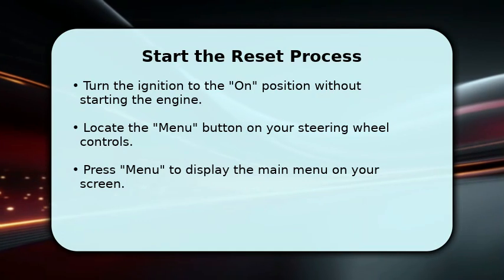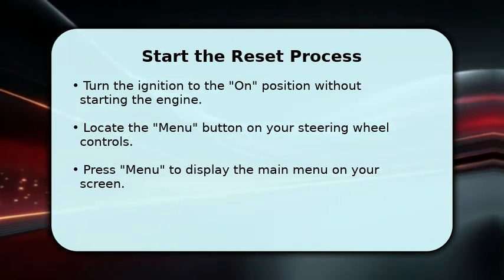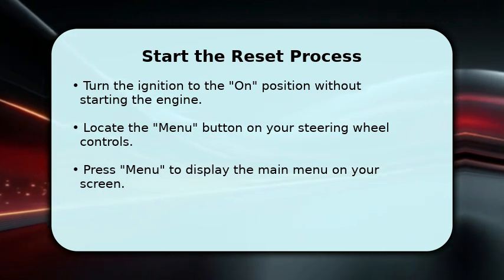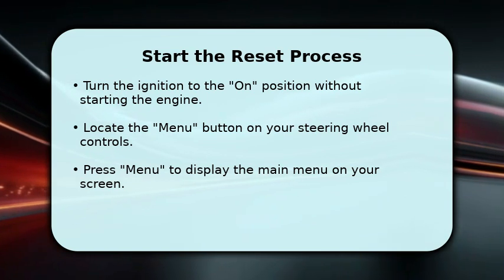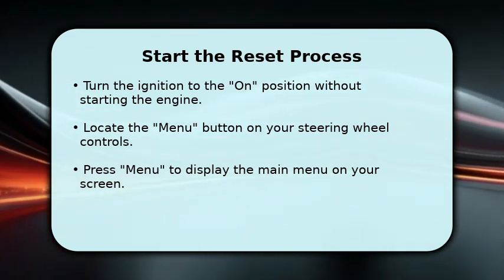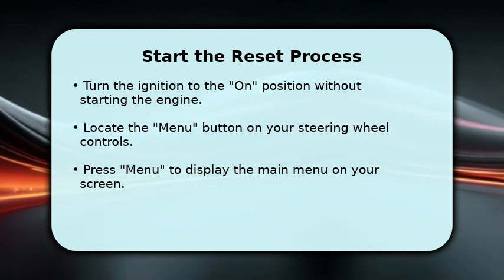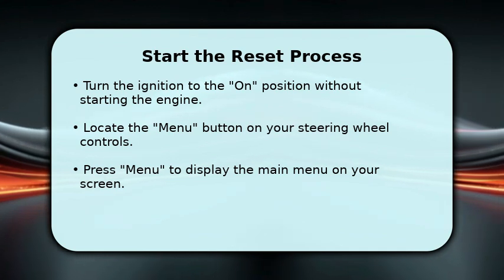To begin, get into your Honda Civic and turn the ignition to the on position. Do not start the engine, just ensure the dashboard lights are active. Next, find the menu button on the left-hand side of your steering wheel. Press this button once, and you should see the main menu appear on your vehicle's display screen, ready for navigation.